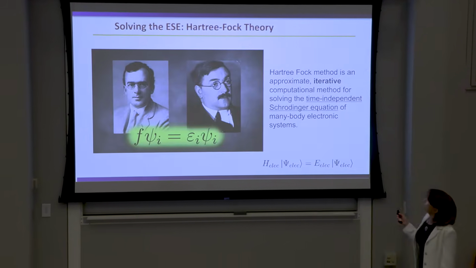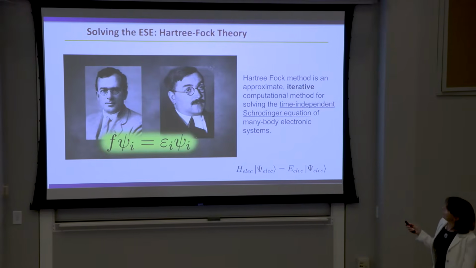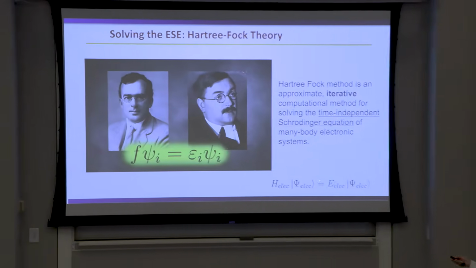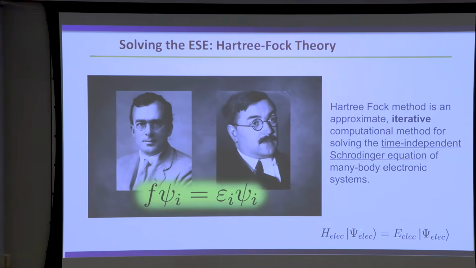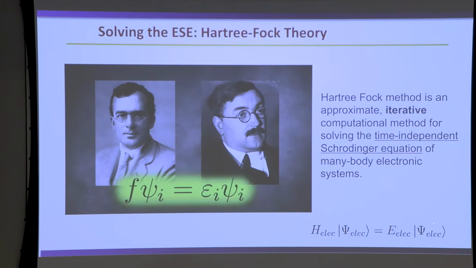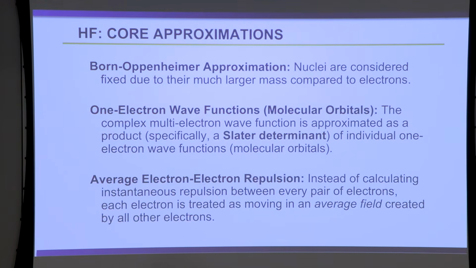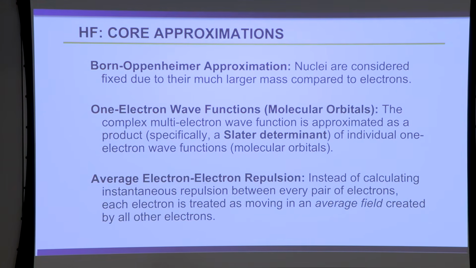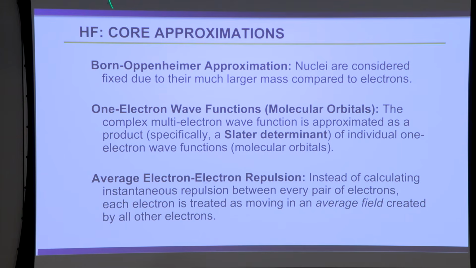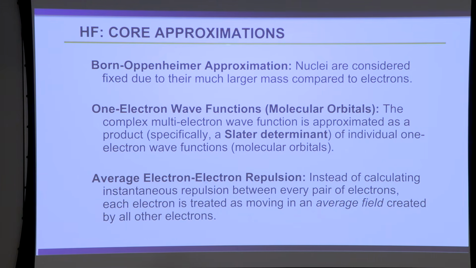So the R3-FOC method is approximate, it is an iterative computational method, and basically helps us to solve this expression for the Schrödinger equation. So briefly, what are the core approximations when you talk about R3-FOCs? First of all, there is the Born-Oppenheimer approximation. So nuclei are considered fixed because they have larger masses.